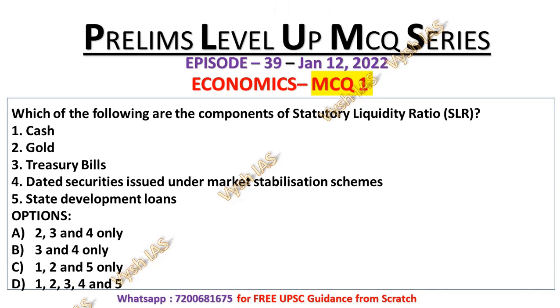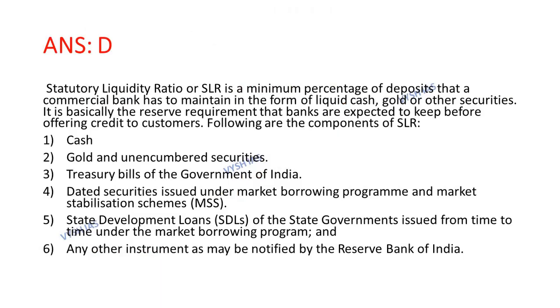So the answer will be option number D, which means all of the above. Before knowing the components of SLR, that is statutory liquidity ratio, we should know what statutory liquidity ratio is. It is a minimum percentage of deposit that the commercial bank has to maintain in the form of liquid cash, gold or other securities. That is called statutory liquidity ratio, in short SLR.